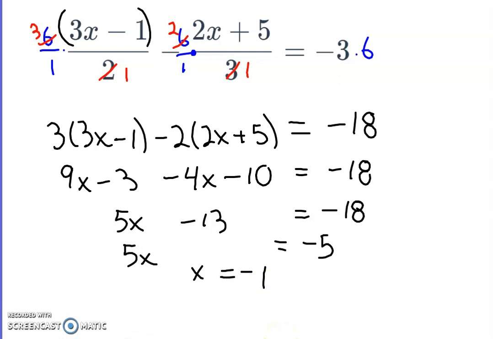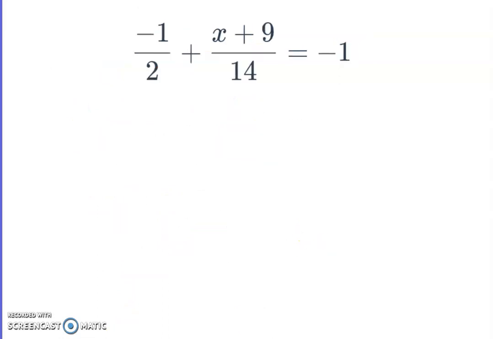So the whole thing is, when you see those denominators up there, don't panic. Find something that both of them go into. Okay? So here's a last one here. And I'm looking at 2 and 14 and saying, well, both those go into 14, so let's just multiply both sides by 14.